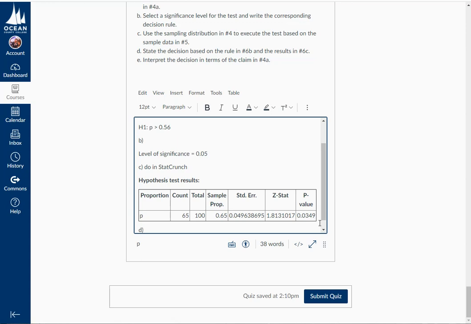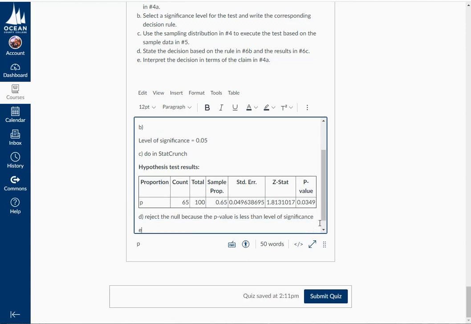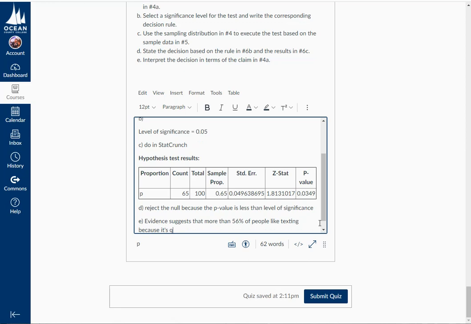State the decision based on the rule that you've learned previously. Here we reject the null because the p-value is less than the level of significance. And so interpret the decision. Basically what that's saying is that the evidence suggests that more than 56% of people like texting because it's quicker than calling.